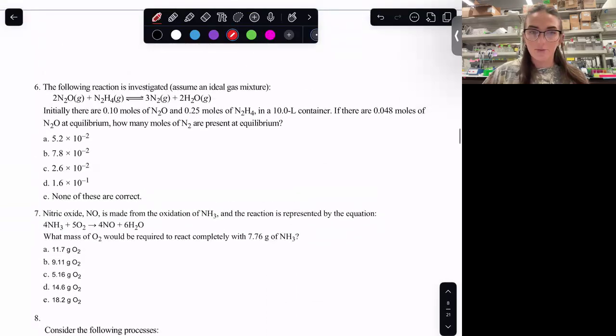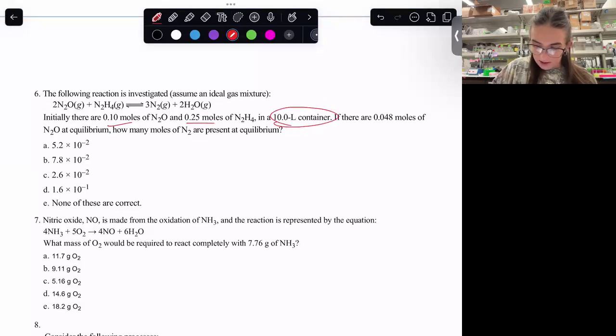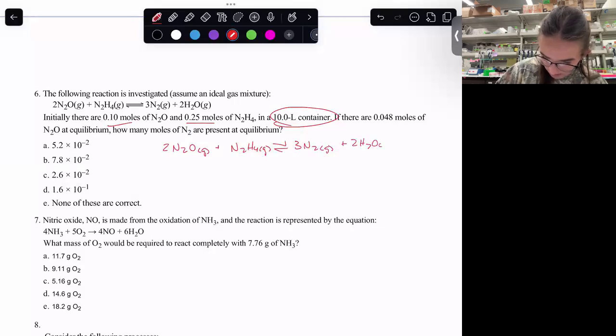So for number 6, you're given 10 moles, 25 moles in a 10-liter container. So when you look at this, all of your ice tables and all of your equilibriums have to be in molarity. So if you're given moles in a liter, make sure you convert those to molarity first. So if you're looking at an ice table, you have 2 N2O gas plus N2H4 going to 3N2 and 2H2O.